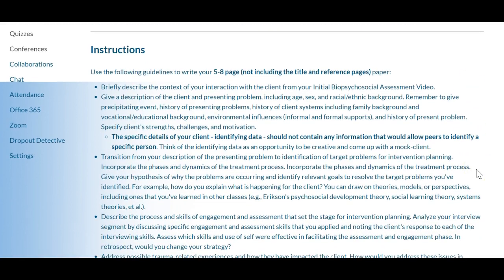Looking at strengths, challenges, and motivations, you'll want to identify those. You're identifying the specific details of your client in terms of identifying data. Please do not include any information that would allow peers to identify a specific person.